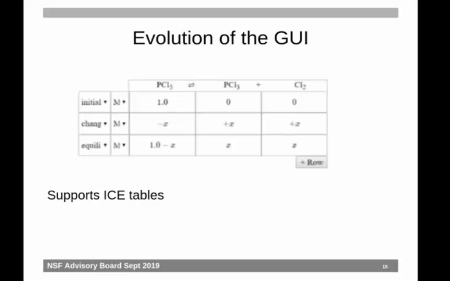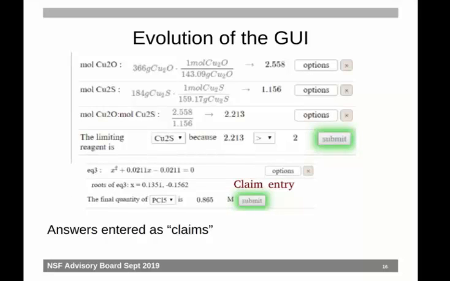ICE tables were common enough that we thought we should support those as a way of reasoning. And then to report answers, we decided to go with the claim style. So it's like make a claim. The first one here is one for limiting reagents, and this is one for final quantities. It's not really a very sophisticated claim, but at least it gets them used to the word claim, that they are making a claim and they are trying to justify it with things like this number is greater than that number.